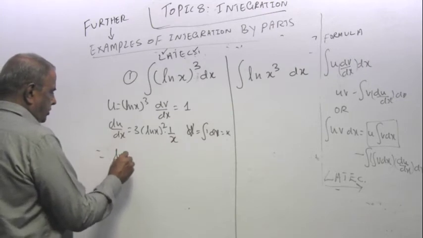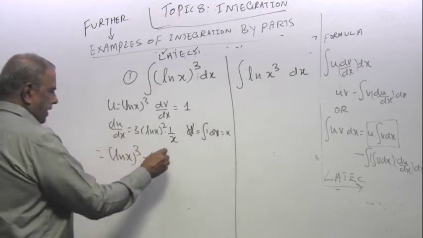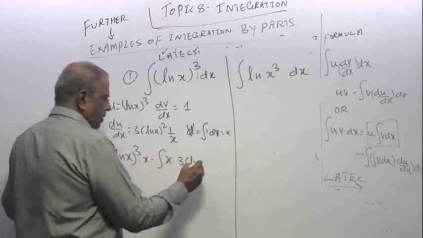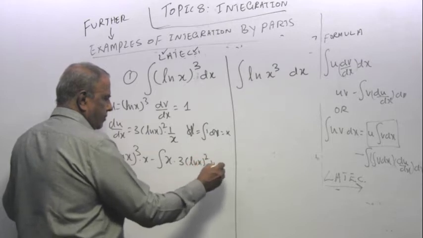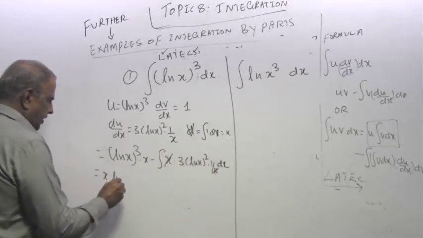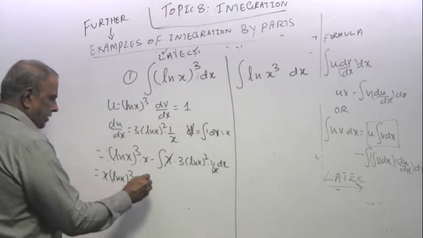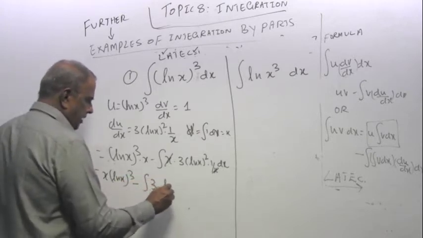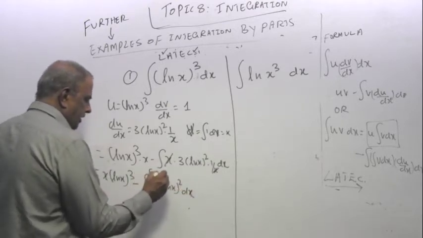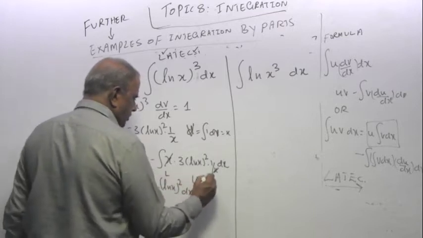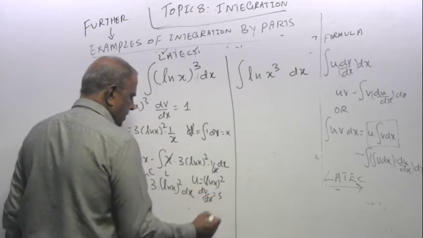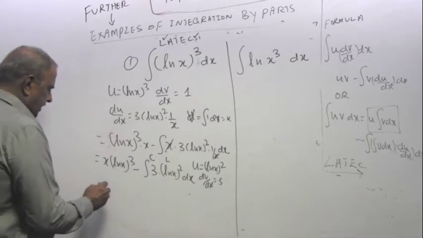So it is u times v minus integral v times du by dx. The x and x cancels. So it is x ln x the whole cube minus integral 3 times ln x the whole squared dx. Again, that is a constant, that is L. So u equals ln x the whole squared, dv by dx equals 3. I don't want to go through the whole process, so I'll just write the answer straight away.